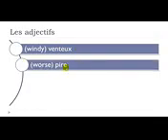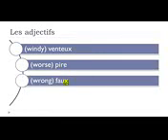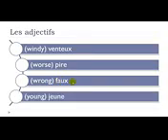Pire. Final E not pronounced, so R at the end. Pire. Faux. Okay, final X not pronounced, then you get this AU together, O, faux. Jeune. Final E not pronounced, but then EU together, jeune.